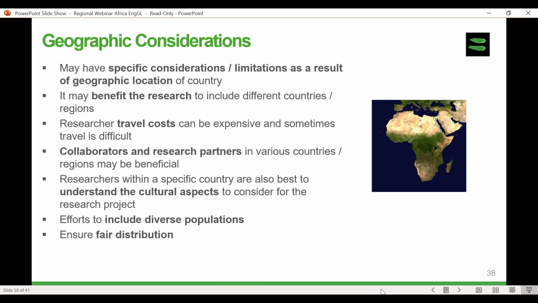Then if we have a look at geographic considerations, there are things that you need to keep in mind. Many projects benefit from involving different regions and countries. And we know, unfortunately, travel can be costly and sometimes difficult. Therefore, it may be useful to collaborate with individuals in different areas and different countries, and then extensive travel may not be necessary for the project. Next slide, please.